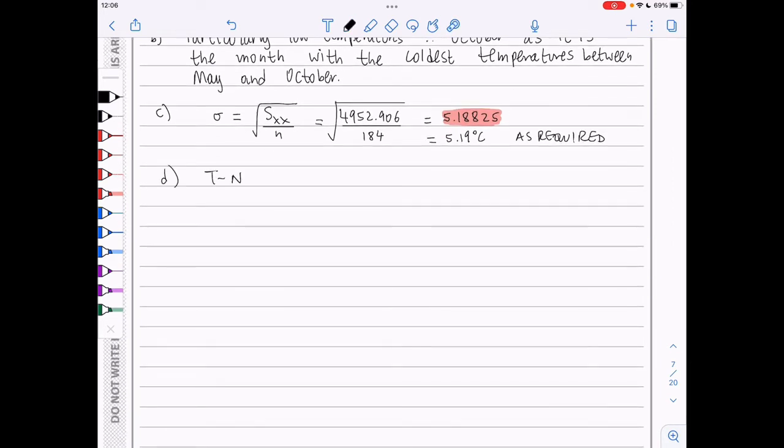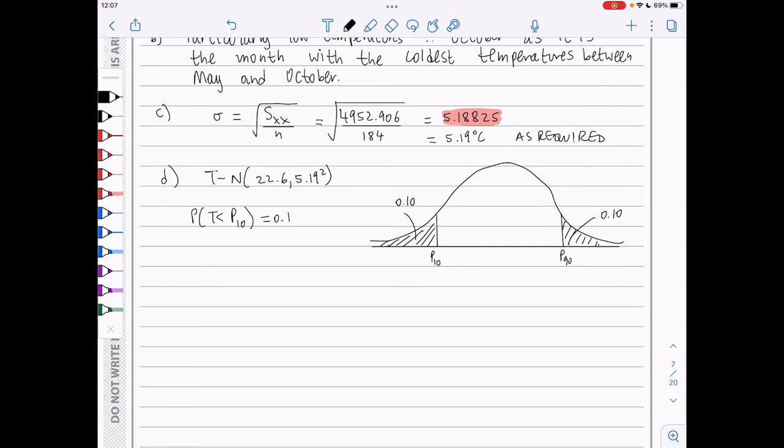T follows normal 22.6, 5.19 squared. What do we mean by the 10th to the 90th interpercentile range? Simply means that we need to find this point here, which I will call P10, and this point here, which I will call P90, so that this region here is 10%, and this region here is also 10%. In other words, I need to find P10 such that the probability of T being less than P10 is 0.10.